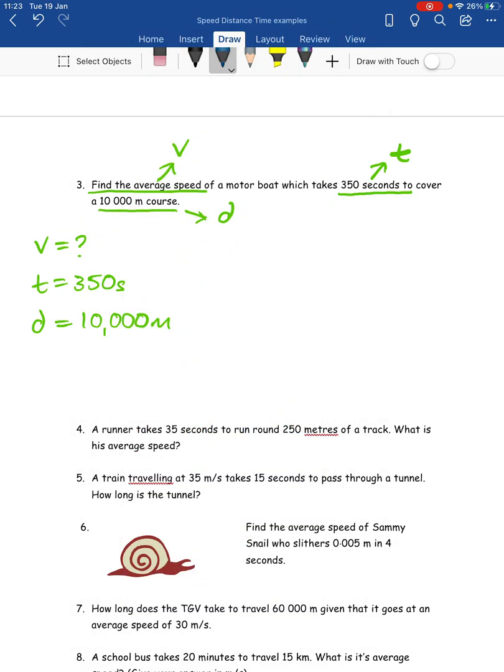Okay, so now step 1, equation again. D equals VT, or D equals V times T, whichever one you prefer, because both of them mean the same thing. Then I need to replace the letters with the numbers. So on the left, I've got a number for distance, it's 10,000. So instead of writing the letter D, I write the number 10,000.